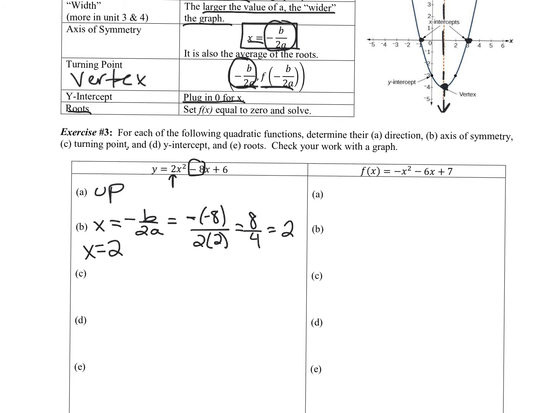The next thing I want to find is the turning point or the vertex. So basically I'm just going to take this 2 and plug it into my equation. So I have 2 times 2 squared minus 8 times 2 plus 6. Be careful, you can just type that all in your calculator, but make sure you follow PEMDAS if you're doing it by hand. So this is 8 minus 16 plus 6. So that equals negative 2. So my turning point is the point 2, negative 2.